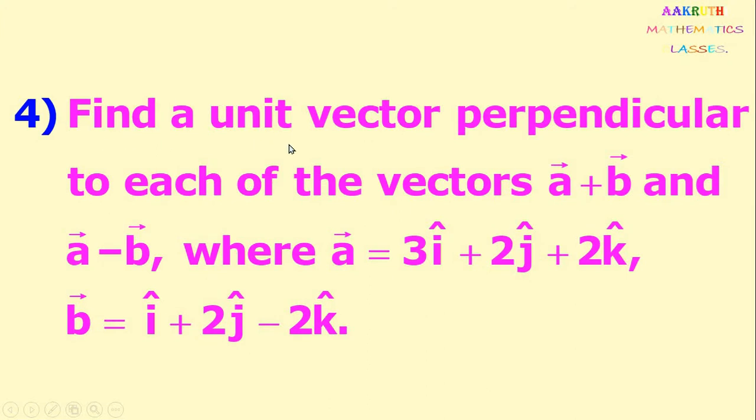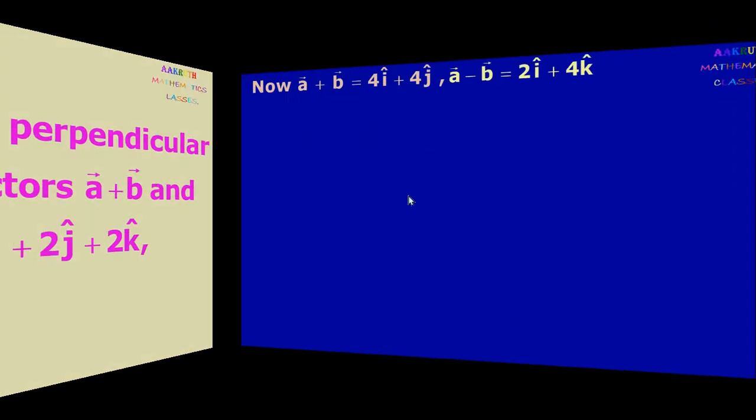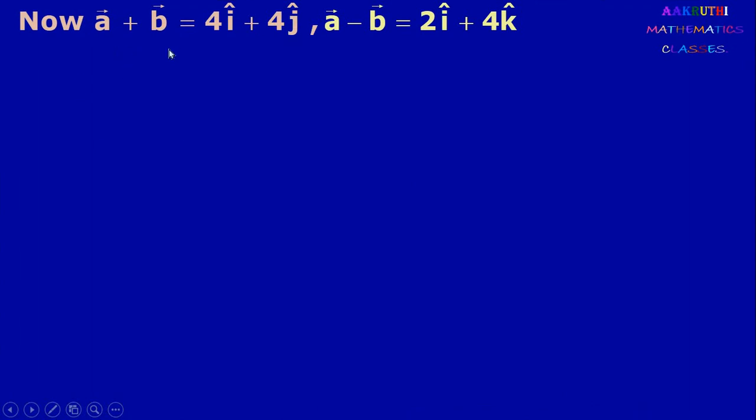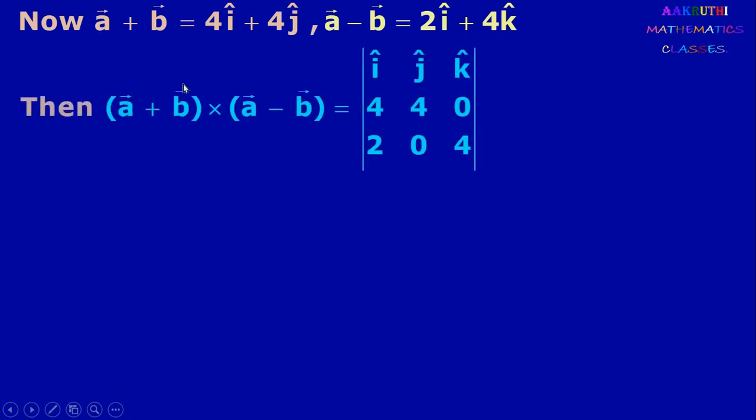Next question: find a unit vector perpendicular to each of the vectors A plus B and A minus B, where A is 3i plus 2j plus 2k and B is i plus 2j minus 2k. Here you have to find a unit vector which is perpendicular to both of these vectors. First we find A plus B and A minus B. Here A plus B is 4i plus 4j and A minus B is 2i plus 4k.